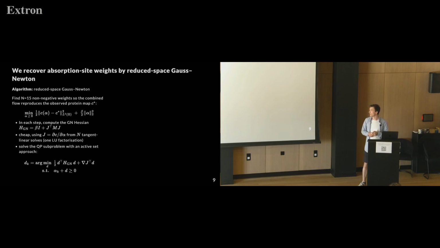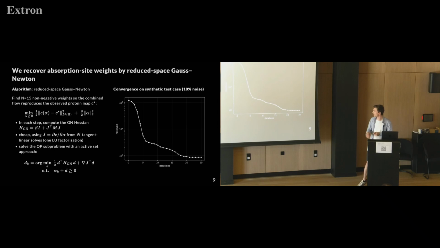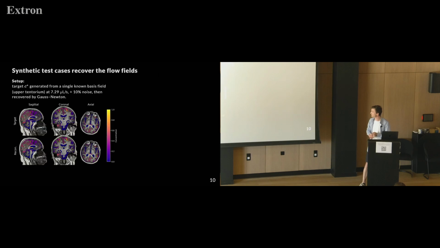And then we use an active set approach to solve each of the quadratic problems at each of the steps. And then we see that this, in our cases, converges relatively quickly in about 20 to 25 steps. And then this is a setup where we try to recover this flow field if we just create a synthetic data set with only one single basis field. And see, this works really, really well.